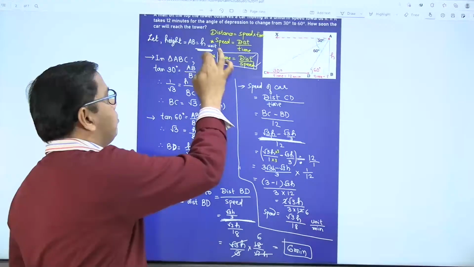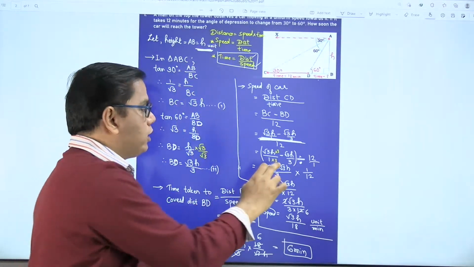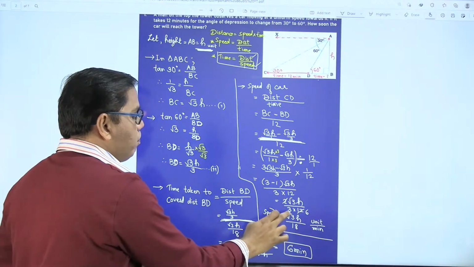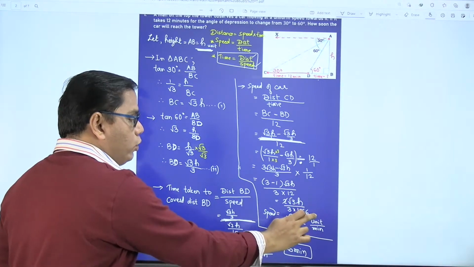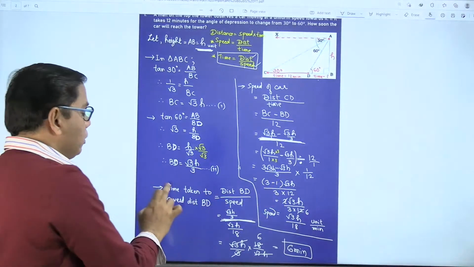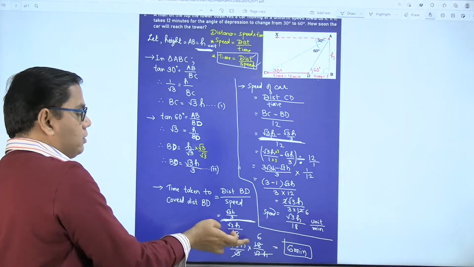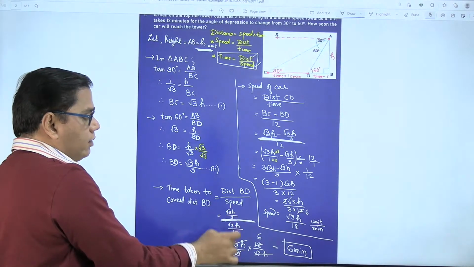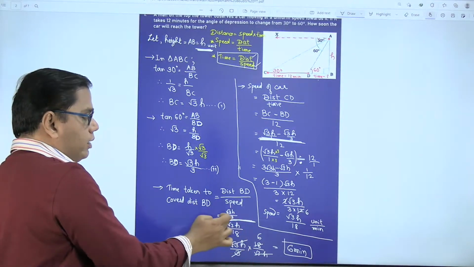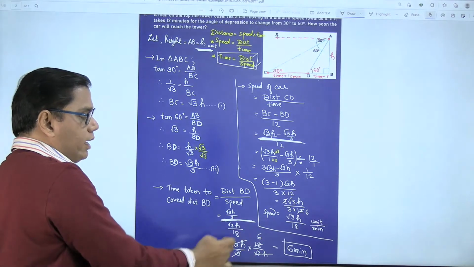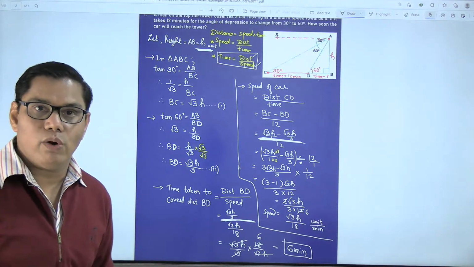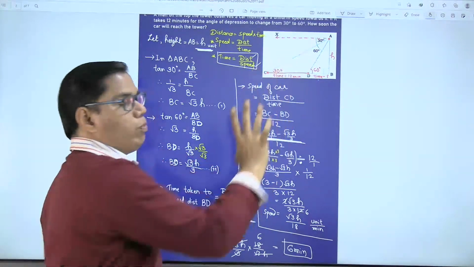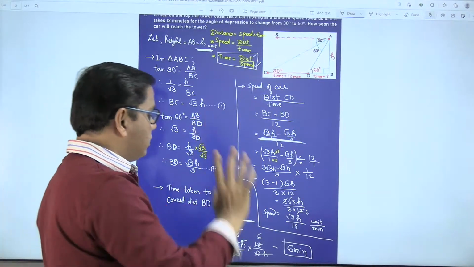If you take this as meter, it is absolutely fine. Your speed will be this much meter per minute. It will be root 3h upon 18 unit per minute. So time is distance upon speed. Substitute the formula for distance and the speed, and then solve it. When you convert this divide into multiply, you have to take a reciprocal. On solving this, we got time taken by car to cover this distance from point D as 6 minutes.